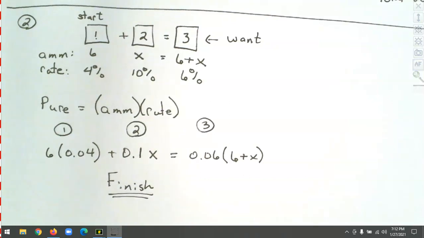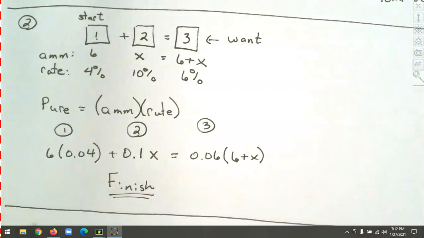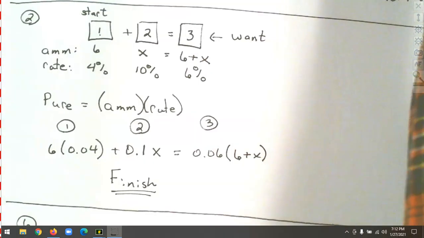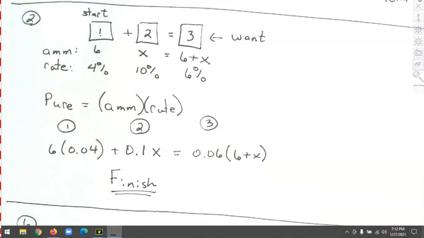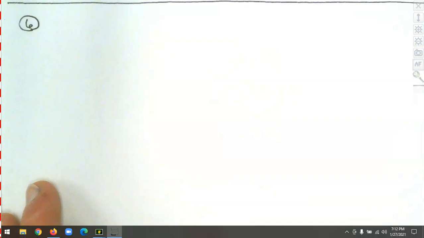Question 6. Question 6 is an investment problem. And we're going to be investing money. And it's very, very similar to the mixture problems. So we're going to look now at question 6.